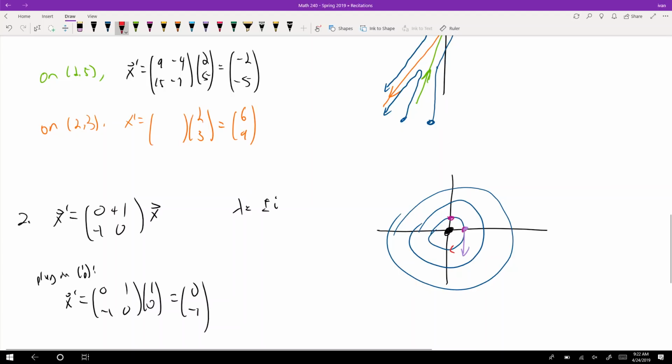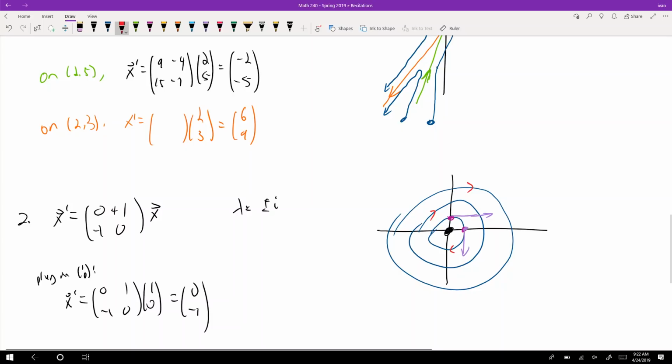right? Because now it's getting pushed clockwise by that tangent vector. And if you actually plugged in (0, 1) as your point, you would have found that your tangent vector goes that way. So indeed, we're spinning clockwise. So that's what the stable center looks like.